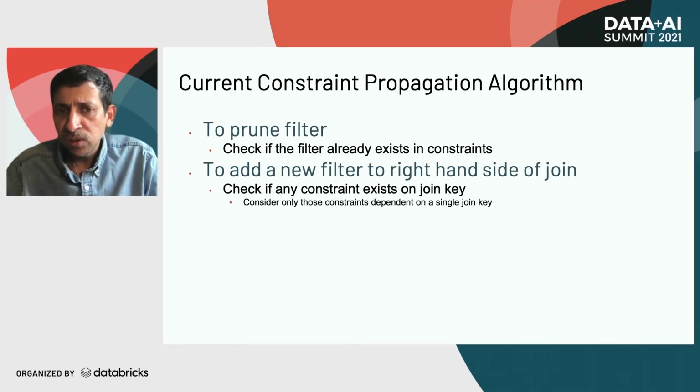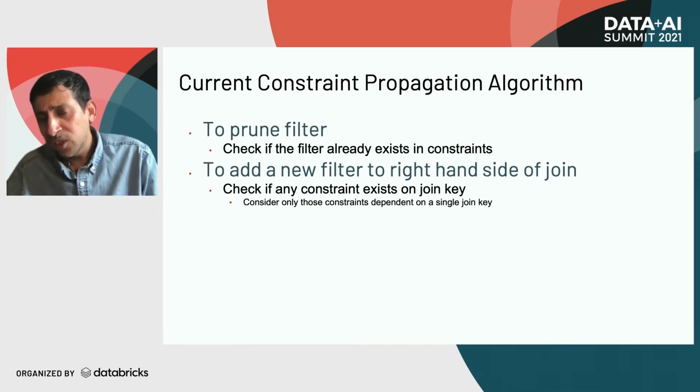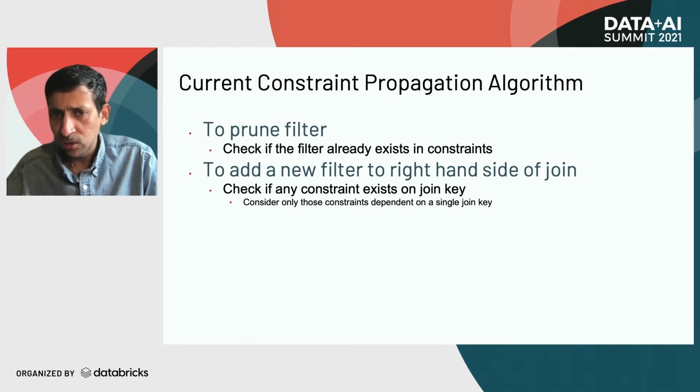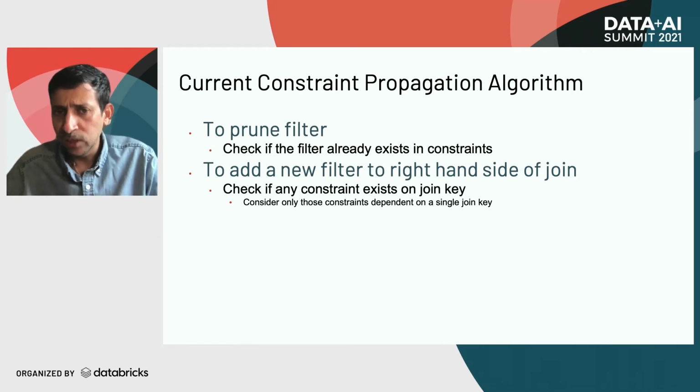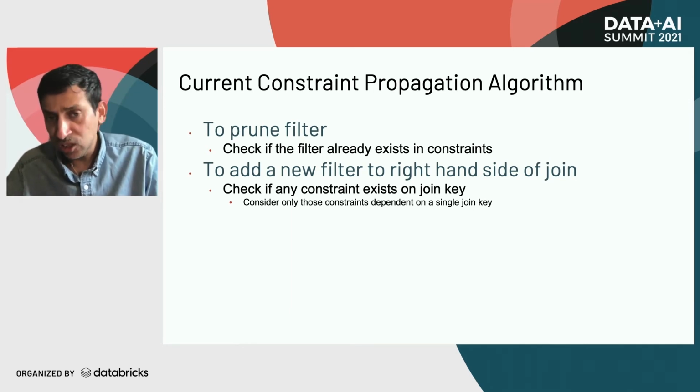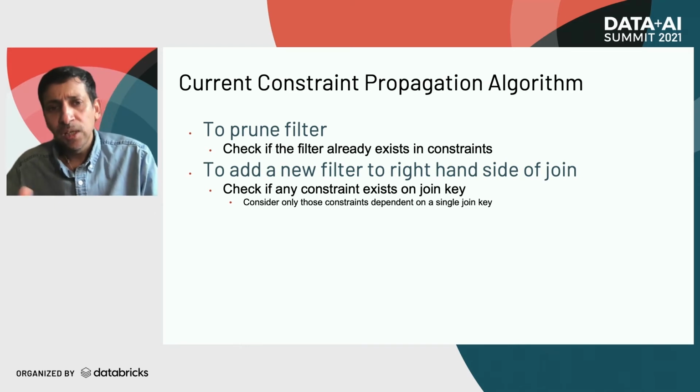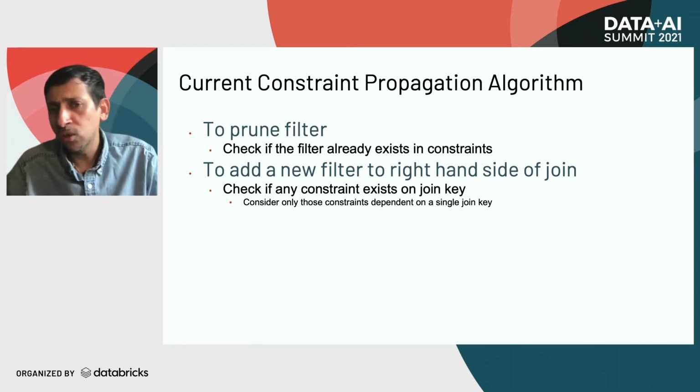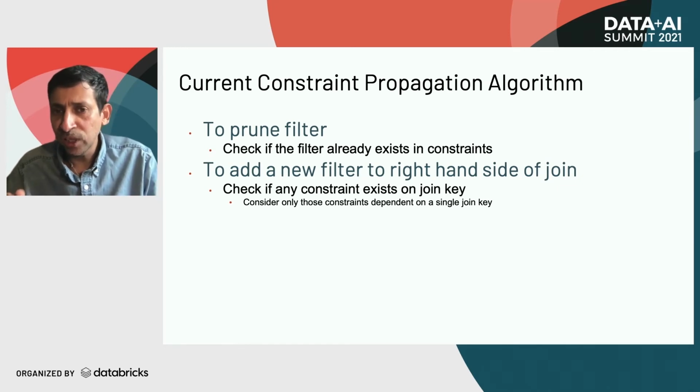To prune the filter, it will simply check whether the filter exists in the constraints or not. If yes, it will be able to remove it. In the previous case, we saw that there was A1 greater than 10, and since A1 greater than 10 exists in the constraints, it will be able to remove it. And the same thing for the push down of the filter on the other side of the join. It will check whether there is any constraint available on the join key. If yes, it will use it. Current open source Spark only pushes down filters which reference exactly one key, one column. It will not be able to handle compound filters.